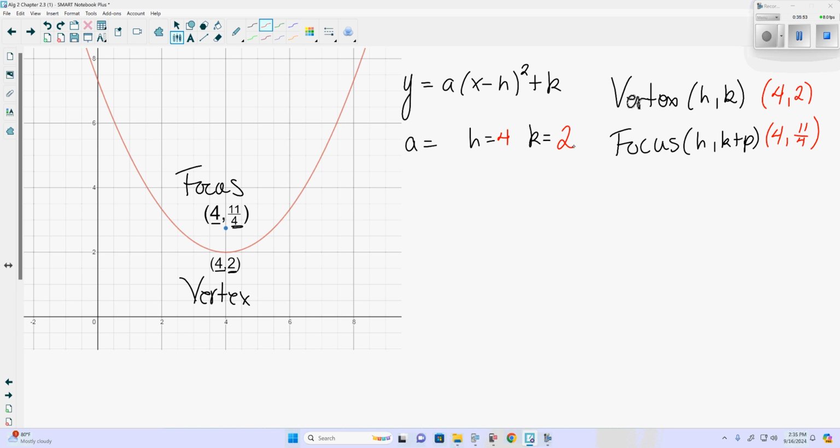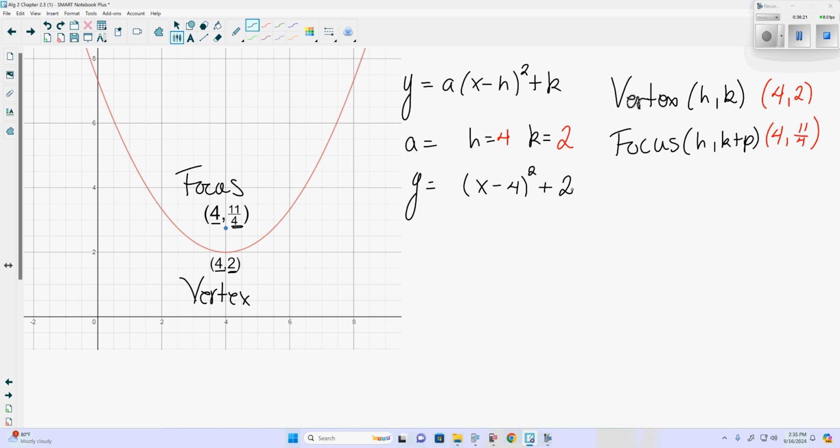The vertex is always going to be h comma k. H is going to come first, k is going to come second. In the general form, where h and k are depends on which one we're looking at. So y is equal to a, we don't have it yet, times (x minus h), that's (x minus 4) squared plus 2.